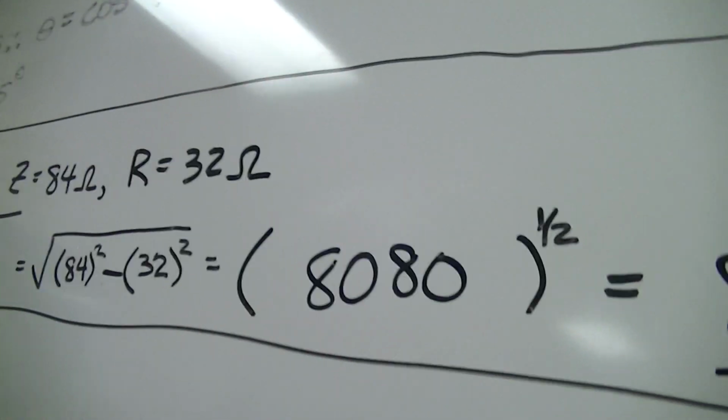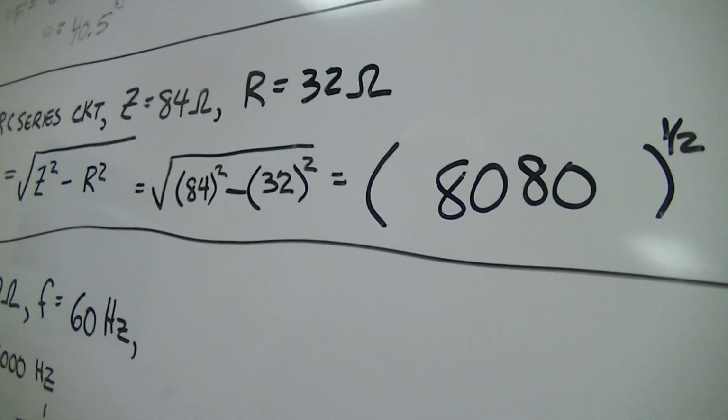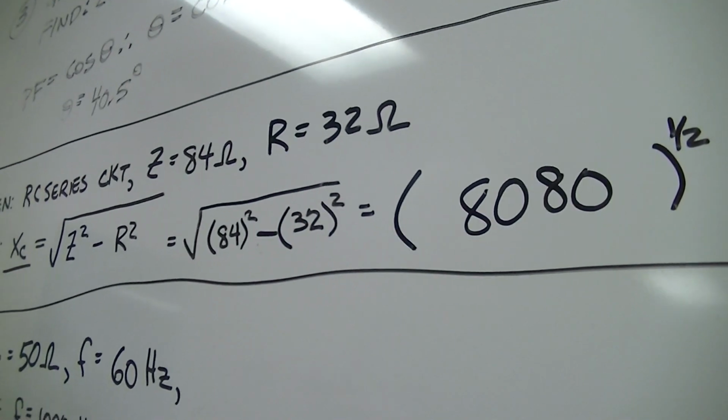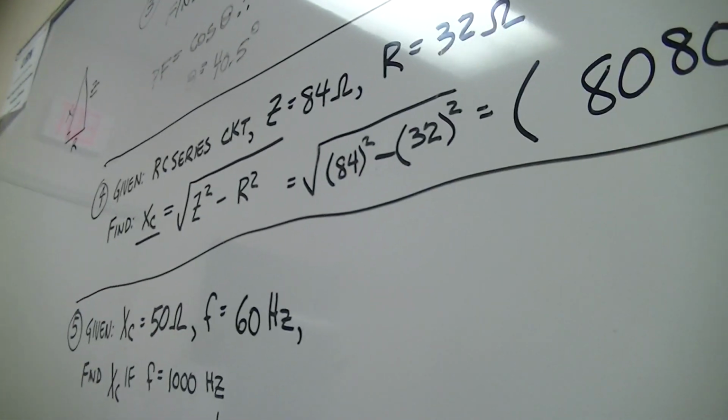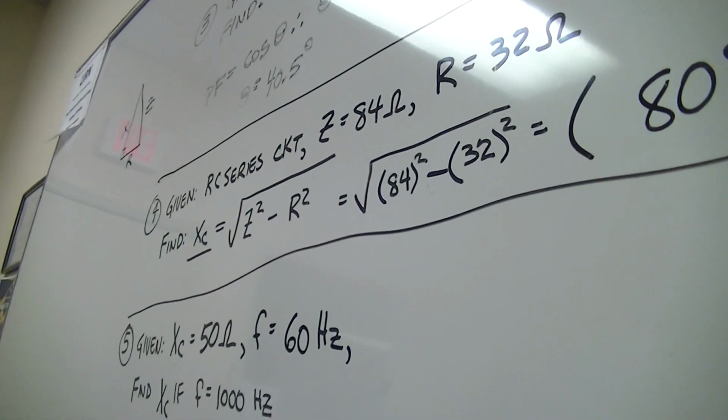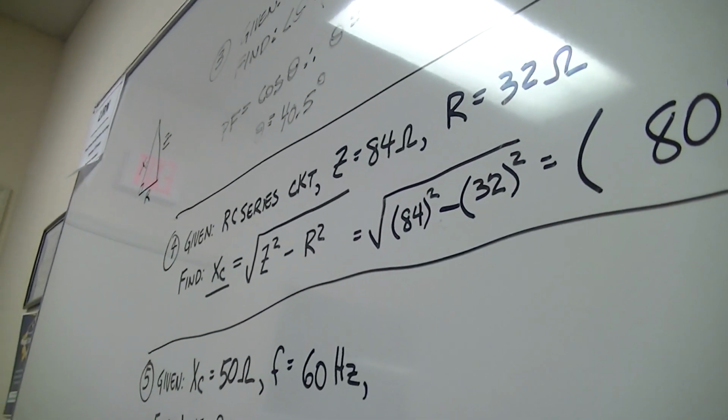So let me clear my calculator. You guys can do this along with us. 84 squared. So 84 times 84 is how much?